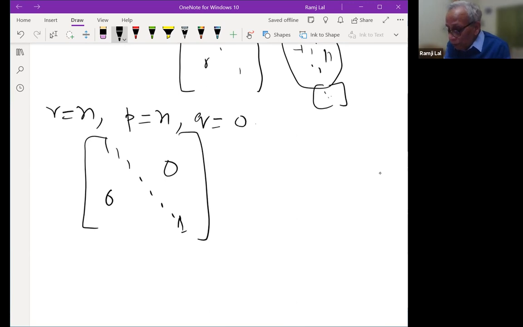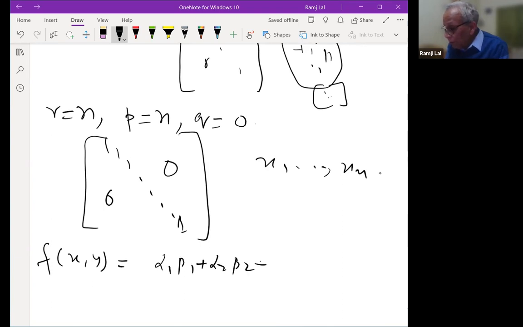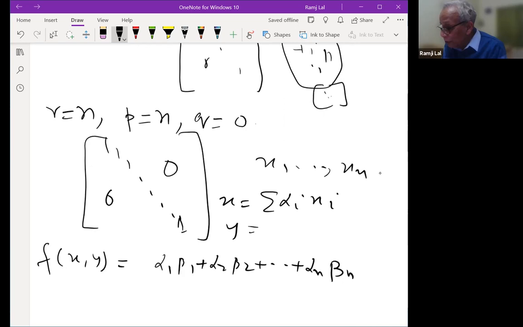So what is f(x,y) in this case? The basis, you have x1, x2, ..., xn here. So x is alpha 1 x1 plus alpha 2 x2 and so on. So what will be f(x,y) here? It will be simply alpha 1 beta 1 plus alpha 2 beta 2 plus ... plus alpha n beta n, where x is sigma alpha i xi, and y is sigma beta i yi. So this is the f(x,y), right?